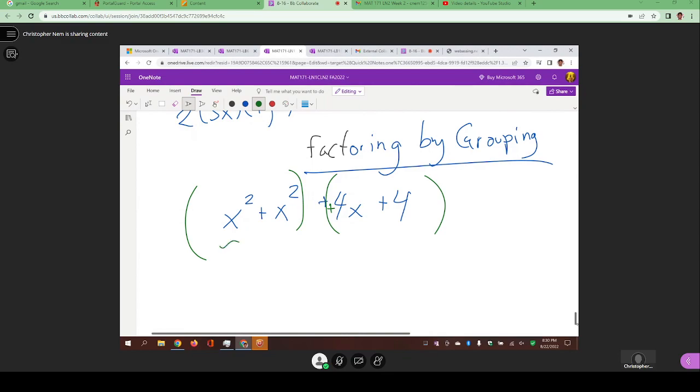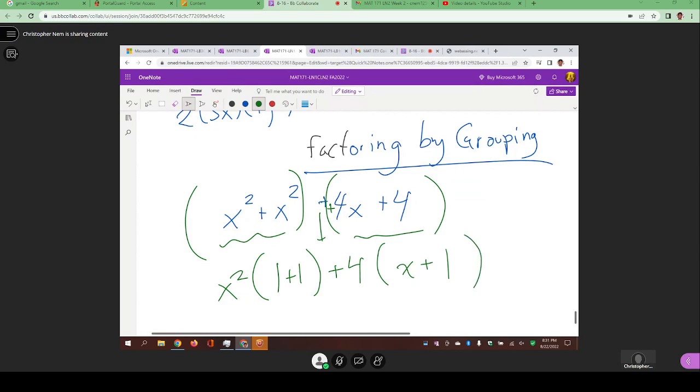Well, if we look at our first group, we can find a GCF of x squared. If I find a GCF of x squared, I get x squared, and then we have 1 plus 1. Then I can also find a GCF of the second one. Well, the GCF of that is just 4. So plus 4, the plus sign drops down. Then I get x plus 1. Boom.